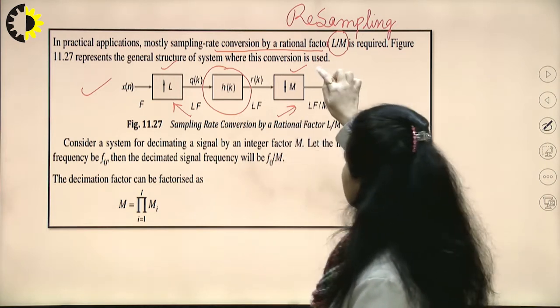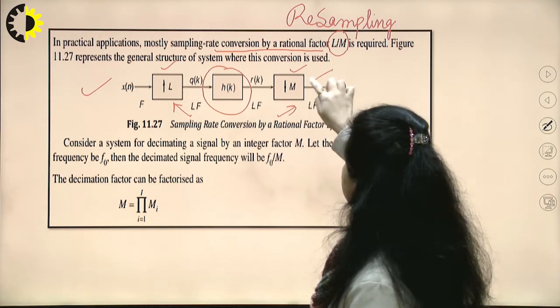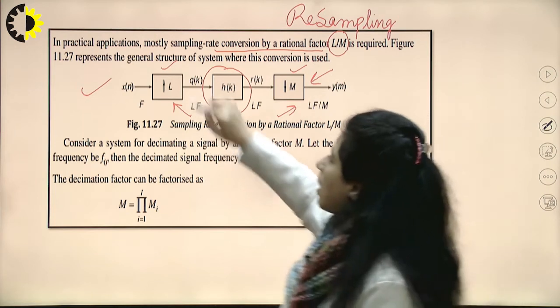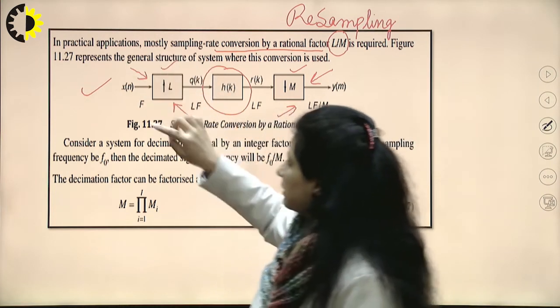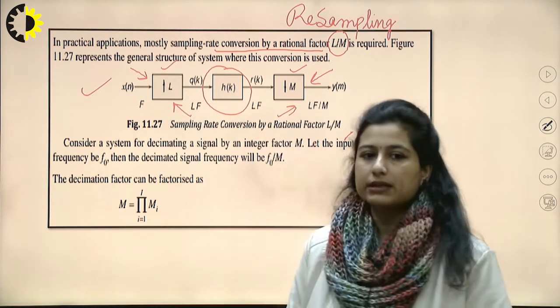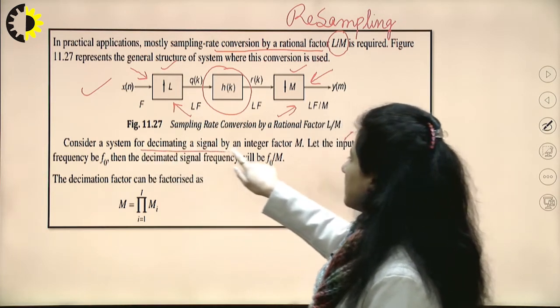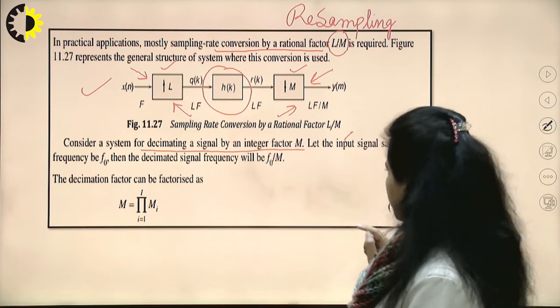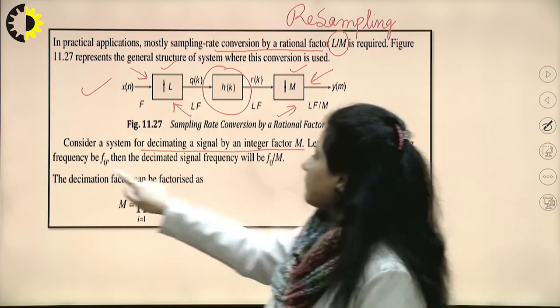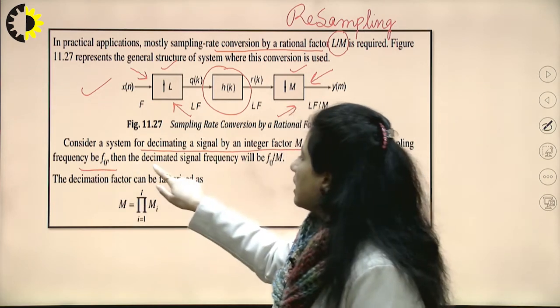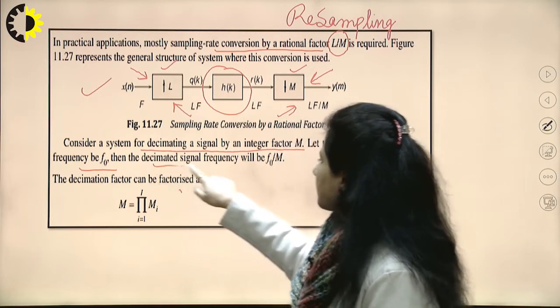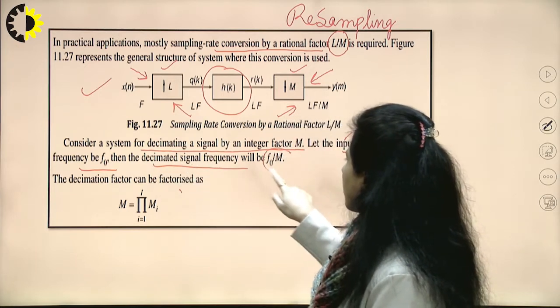Now if I need to apply this cascading concept to M, or if I want to apply this concept to the interpolator L, how would it be done? Considering a system for decimating a signal by integer factor M, let the input signal sampling frequency be F naught, and then after decimating, I get a frequency F naught by M.